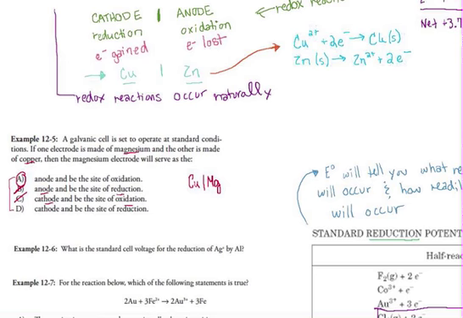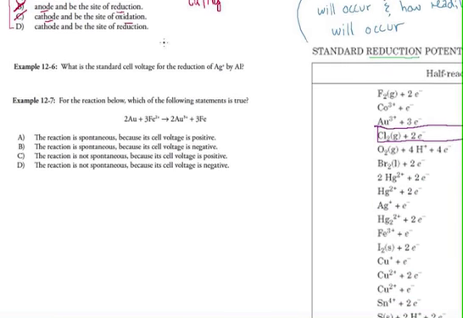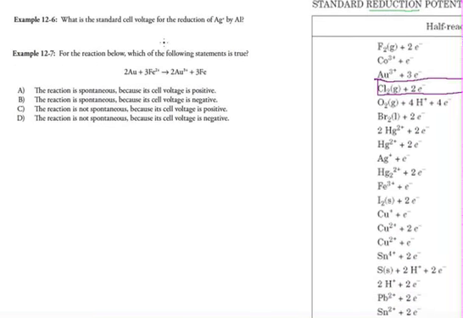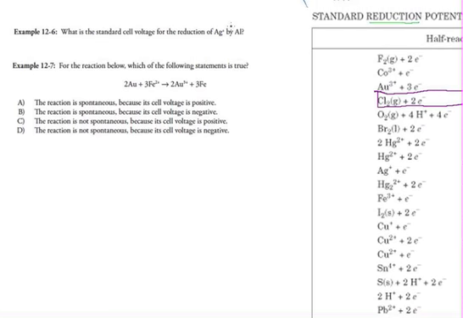Okay, so let's take a look at the second guy. What is the standard cell voltage for the reduction of an Ag cation by Al, right? Remember, Ag is the silver symbol and Al is aluminum, so this would be the silver cation getting reduced by Al. Now remember, when we say silver is getting reduced, we mean it is gaining an electron.